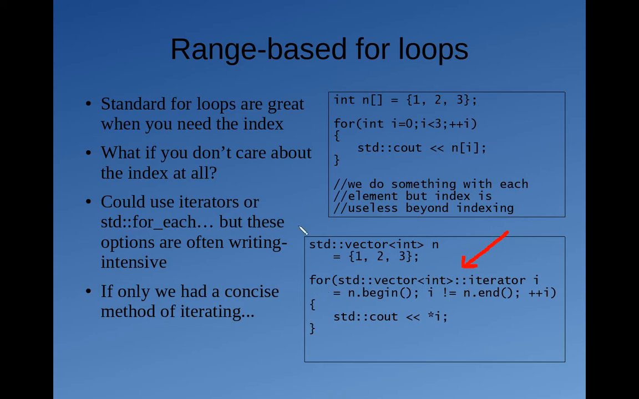The other alternative is to use std for each in the algorithms library. But the problem with for each is that for each requires defining a function that gets called for each element in the container, and you don't always want to have to write a separate function, especially if the whole goal here is to kind of reduce the amount of code that you're writing. So, one can only dream of having a concise method of iterating a container.